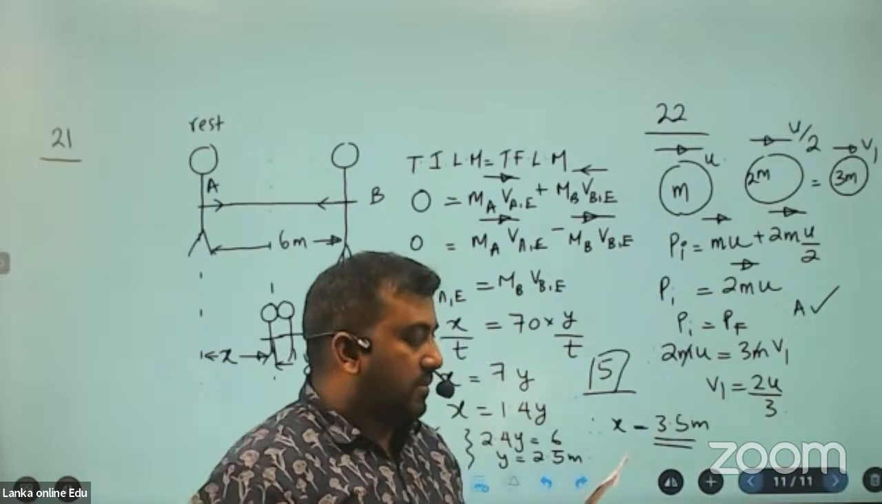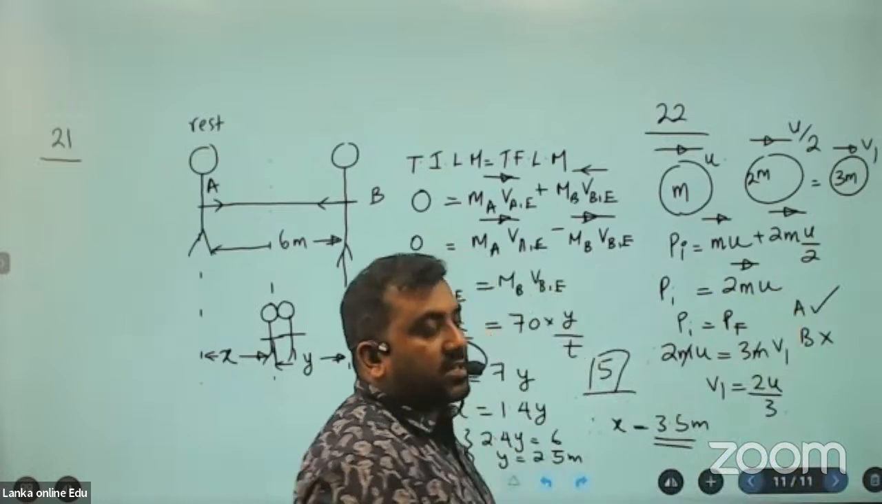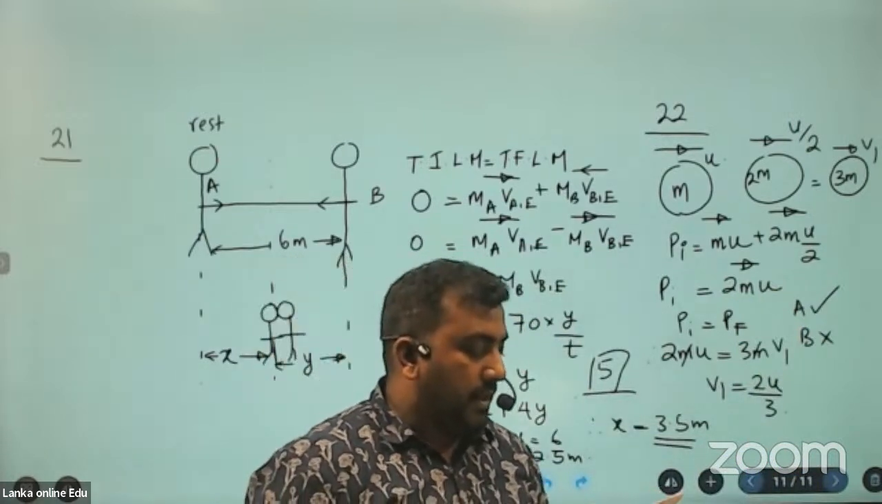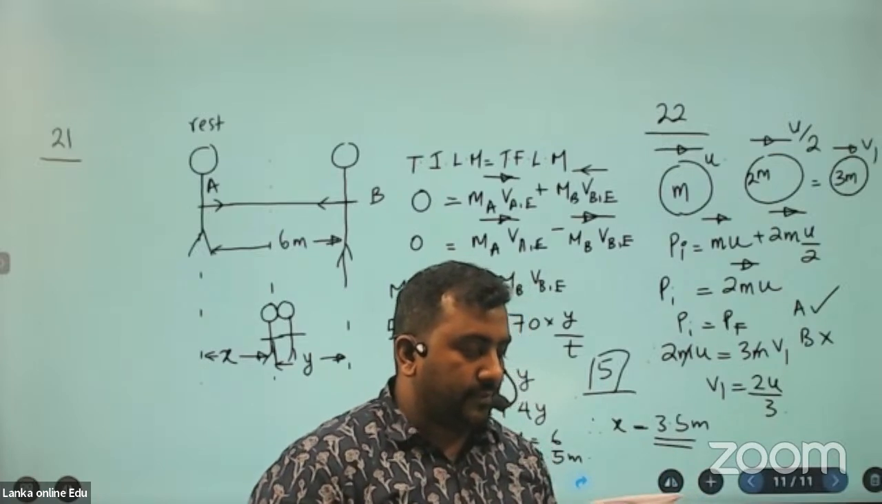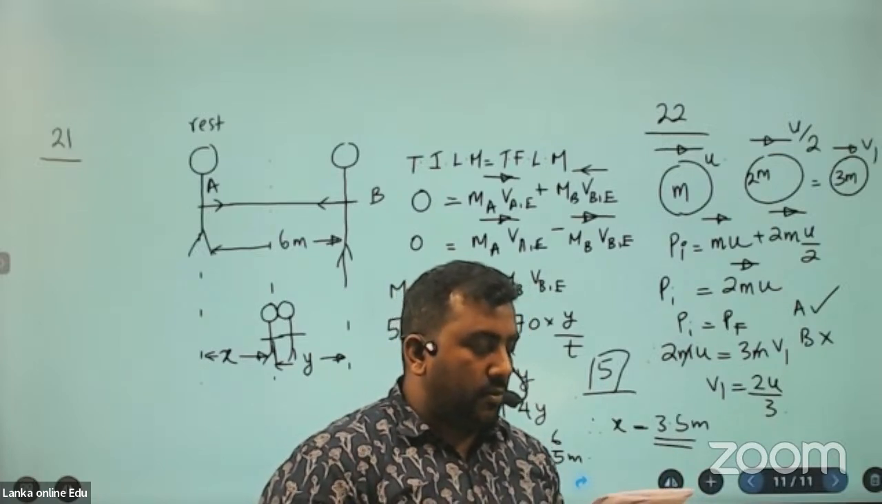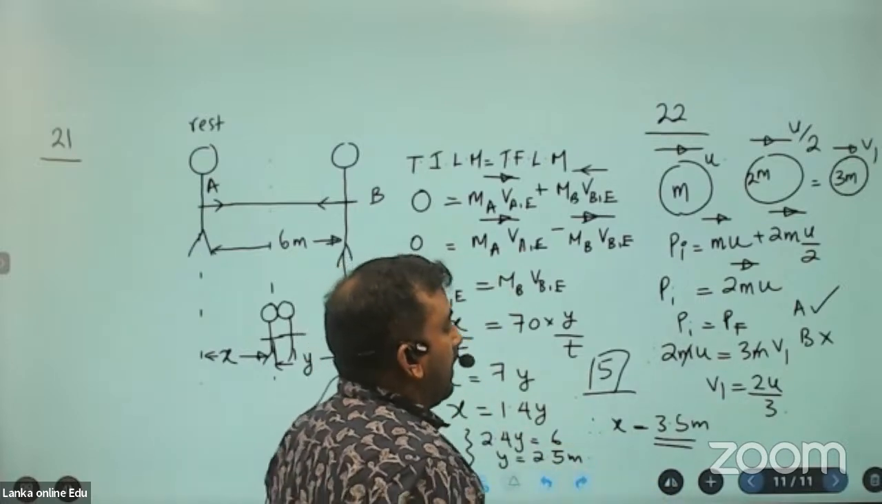Larger force acts on the smaller mass: wrong. Both the forces are the same. Action, reaction, Newton's third law. Next, the ratio between their kinetic energies after collision is equal to the mass ratio of the objects.